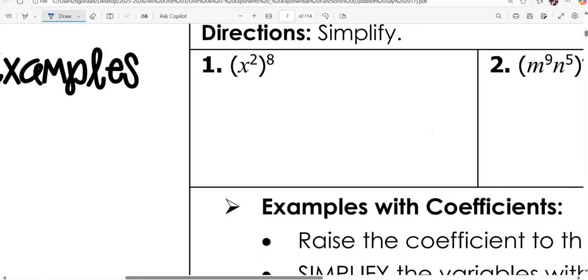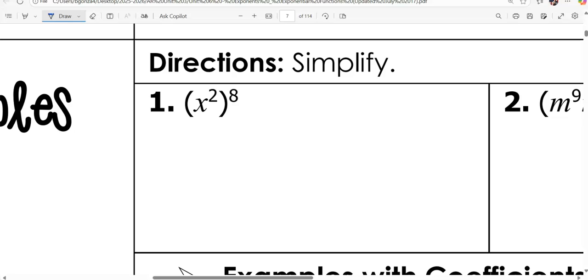Number one, my guys. How many bases do you see here? One base, power to a power. We learned today that you're going to multiply. 2 times 8 is 16. You don't have to do this middle step. I'm just showing you my thought process here. One base, power to a power, multiply 2 times 8. What's 2 times 8? 16.